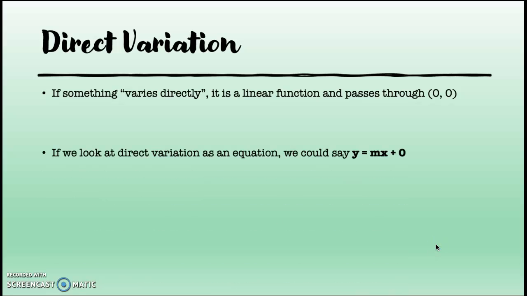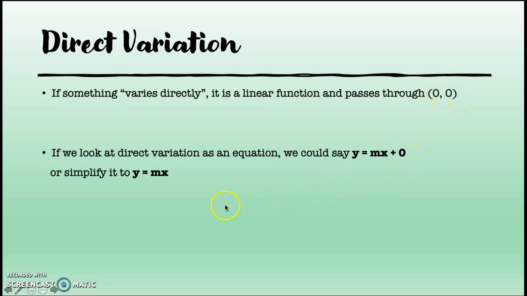The second one is if we look at direct variation as an equation, we could say that the equation is y equals mx plus 0. Now, if you have anything plus 0, you don't need to write the plus 0. So instead of saying y equals mx plus 0, we could just simplify it and say y equals mx. It's the same thing, because we don't have to put the plus 0. But just remember, when we talked about slope-intercept form, that plus 0 took the place of our b value, which is our y-intercept. And so this is telling us that it goes through the y-intercept at 0, 0. Well, that's proving that it goes through the origin.